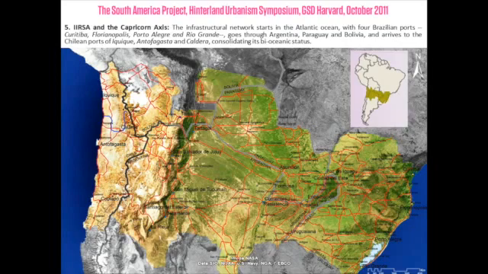IIRSA and the Capricorn axis. The infrastructural network starts in the Atlantic Ocean with 4 Brazilian ports, Curitiba, Florianópolis, Porto Alegre, and Rio Grande. It goes through Argentina, Paraguay, and Bolivia, and arrives to the Chilean ports of Iquique, Antofagasta, and Caldera, consolidating its bioceanic status.